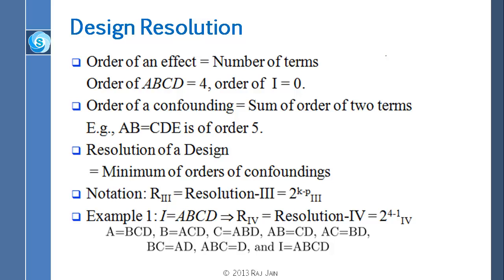So for example, in this design, the order is 4, everything is 4. The minimum is 4, and therefore this is a resolution 4 design. ABC equal to? Yeah, that is 4, 3 plus 1. Now, in this case, all of them are 4, right? But that is not always the case. So let's see another example.